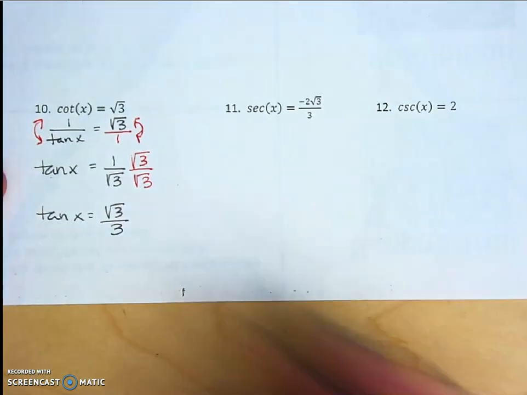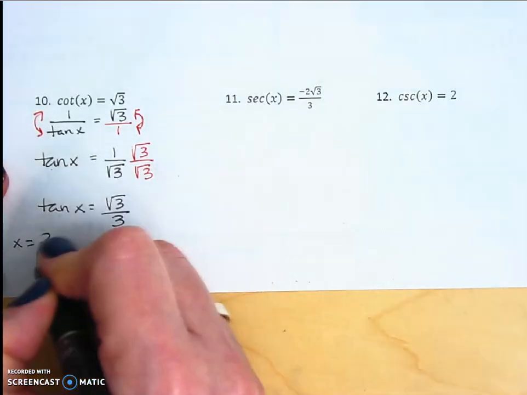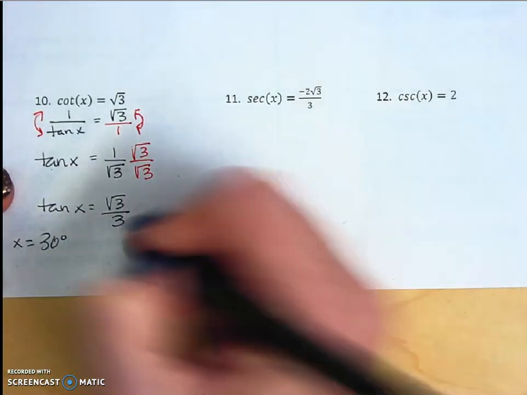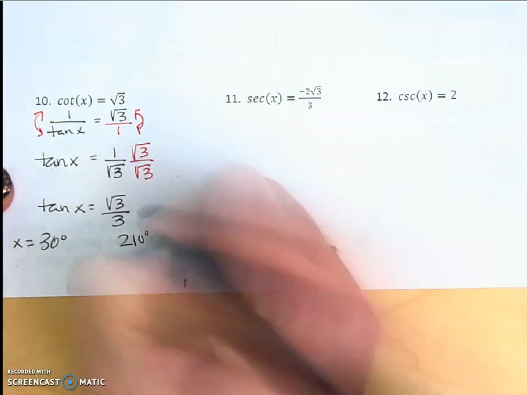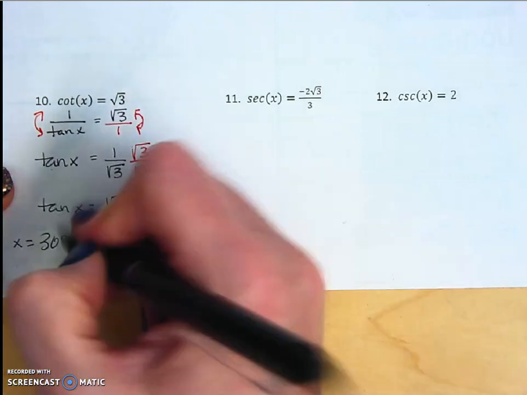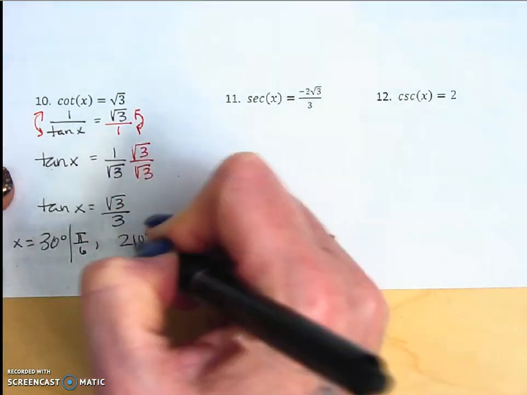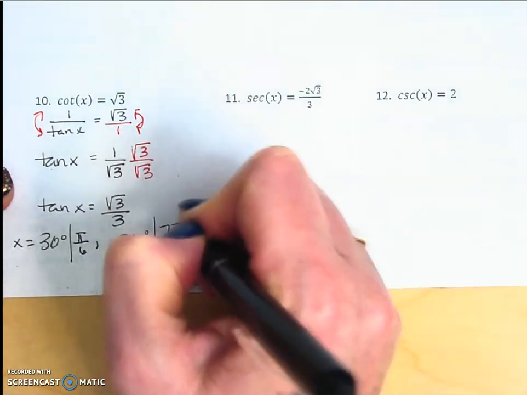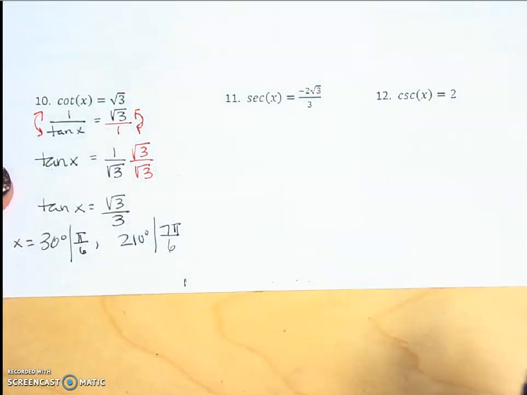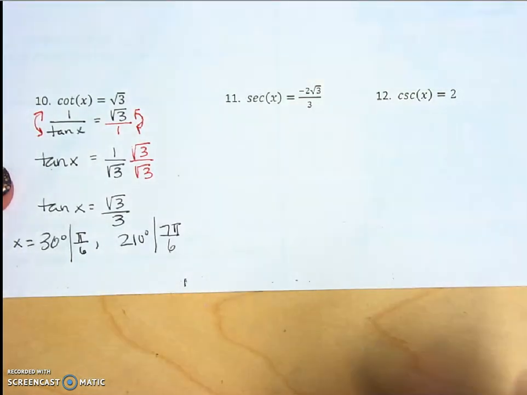All right, so hopefully you found the 2 places to be 30 degrees and 210 degrees. Now the directions didn't ask for degrees or radians, so I'm just going to put both answers here. 30 degrees is pi over 6 and 210 degrees is 7 pi over 6. Now I want you to pause the video and try 11 by yourself.